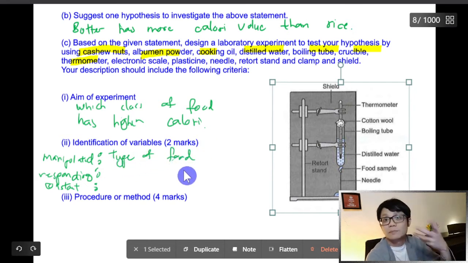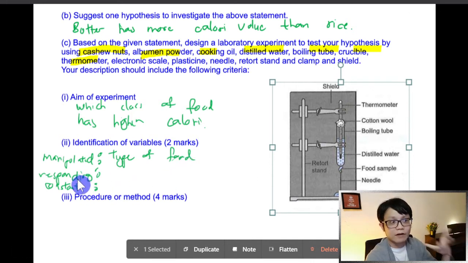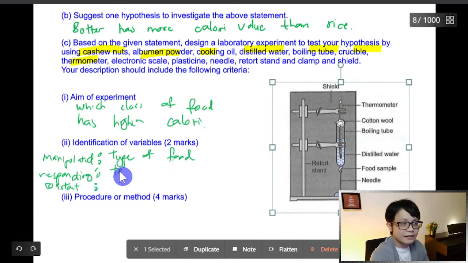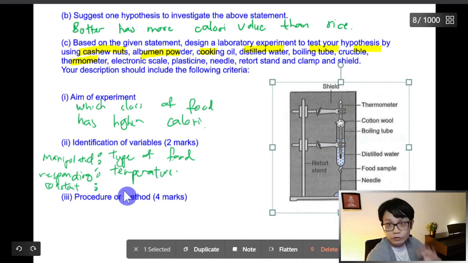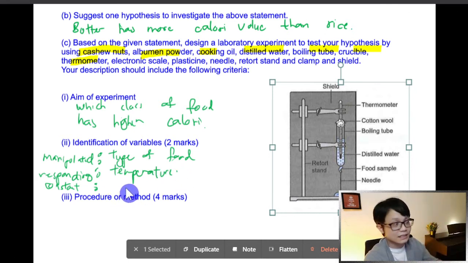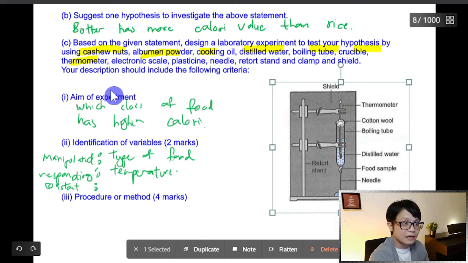Responding will be the response. If you change, then what will happen? What is the effect? The effect will be the temperature. And what are the constant variables that you cannot change in order to be fair? Very easy.